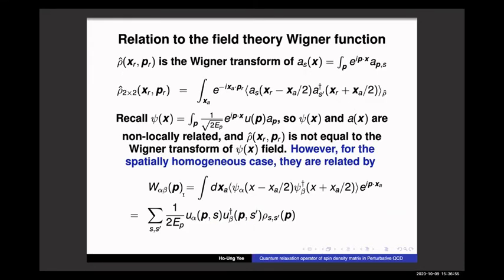Now, I should mention that of course there is a more relevant definition of Wigner functions in relativistic field theory in terms of the spinor field psi. And since the psi field is related to the annihilation operator by this Fourier transform with additional spinor dependence, UP, in general, the positions for the psi field and the A field are non-locally related. And I think this is closely related to the previous questions about the quantum uncertainty in the position.